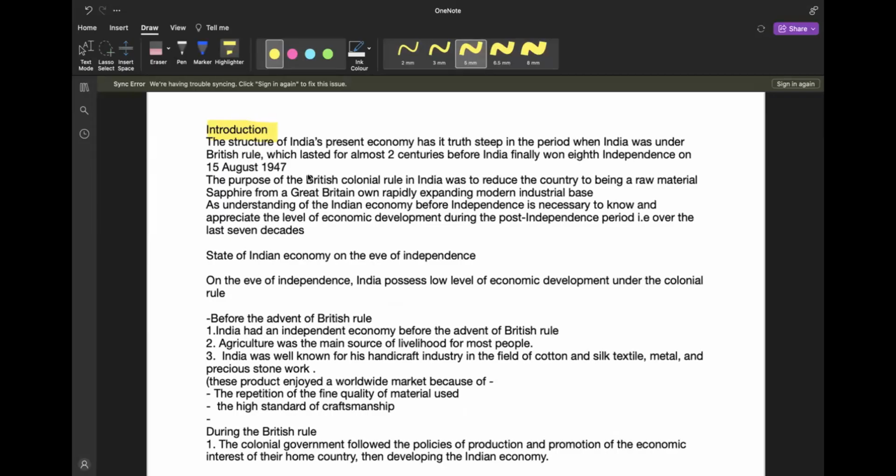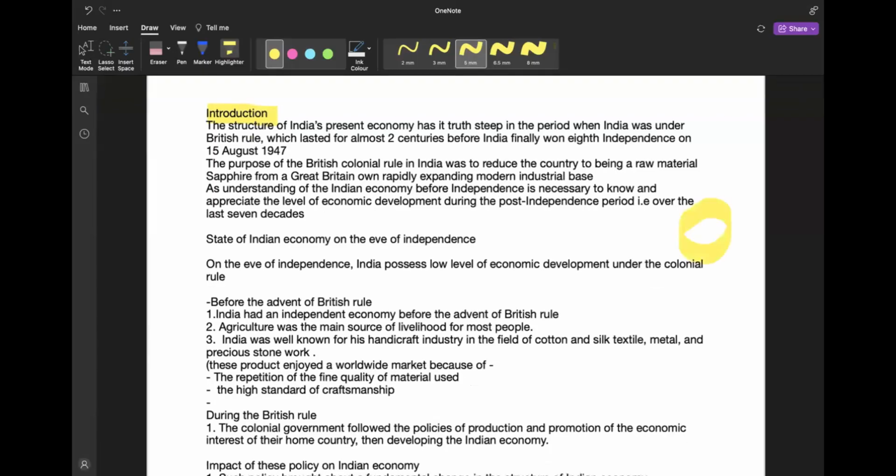Clear? So now over here, what happened? The purpose of British colonial rule in India was to reduce the country to being a raw material supplier for Great Britain's own rapidly expanding modern industry. Now this is very important. For example, you are under the control of somebody. Will that person ever want you to develop? Will he ever want that you should succeed and he should be left behind? Tell me. No, right? So this is what happened. When India was under the control of Britishers, India's economy, everything was affected because of these reasons.